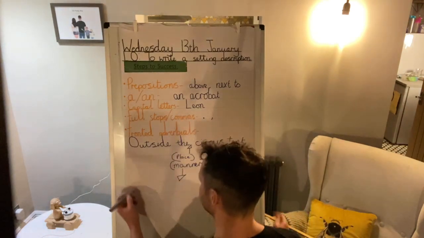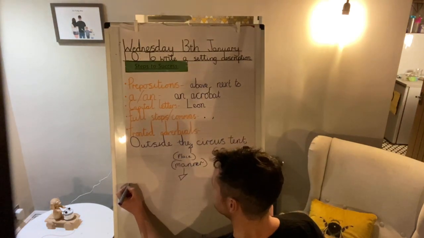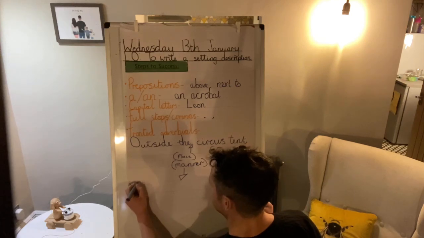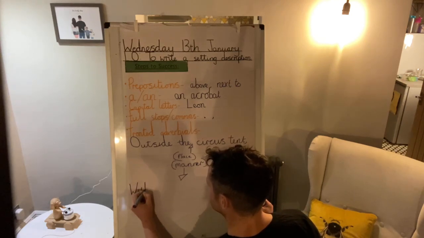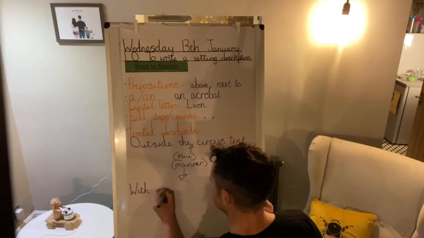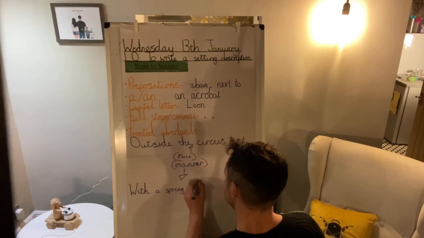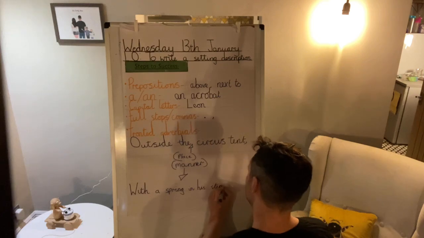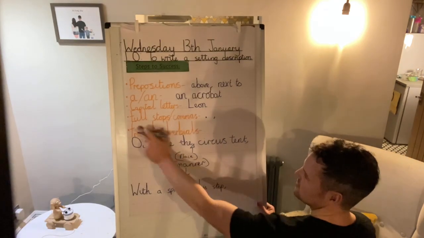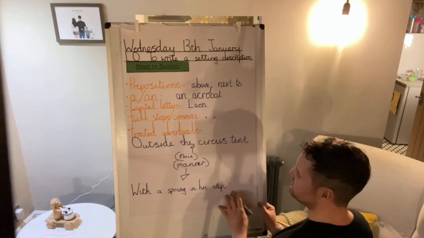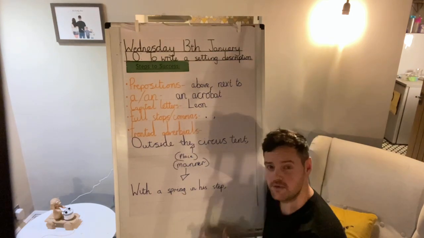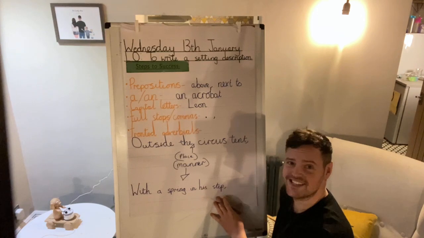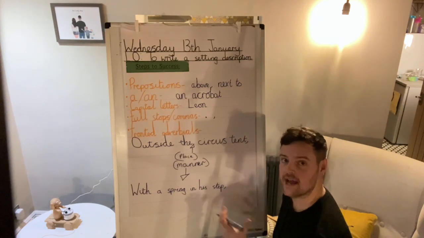I'm going to go with a spring in his step, because that's quite a nice one. And that is where the comma steps to success is really, really important, because it would be a real shame if you produced a lovely fronted adverbial such as this, but didn't include the comma, because it cannot be classed as a fronted adverbial without that comma.